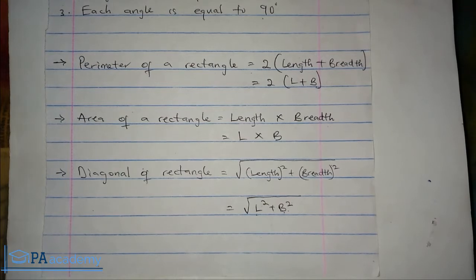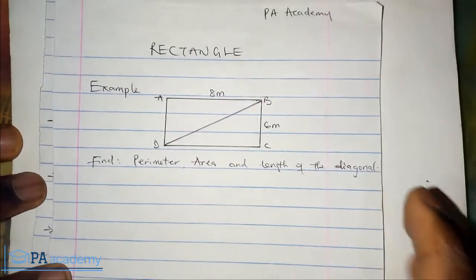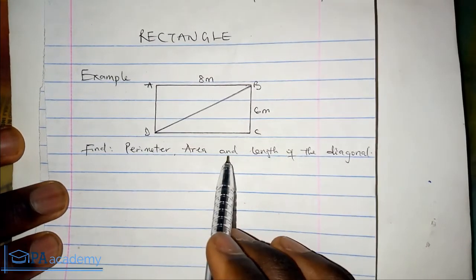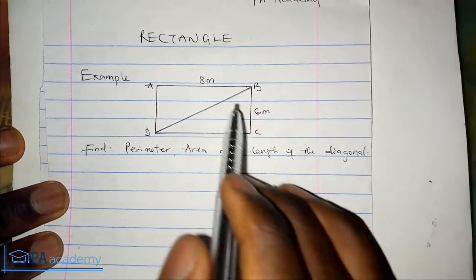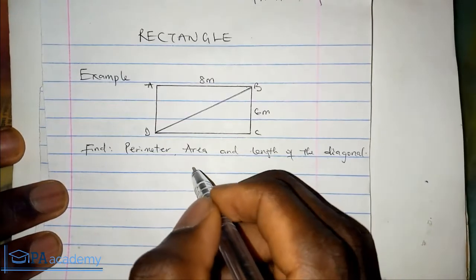So now let's look at using this. Let's look at this example under rectangle. It says find the perimeter, area, and length of the diagonal of this rectangle. So this is the rectangle. So let's quickly solve this.